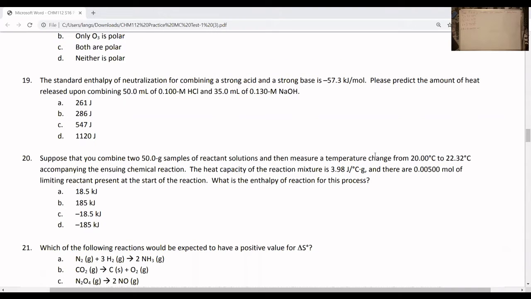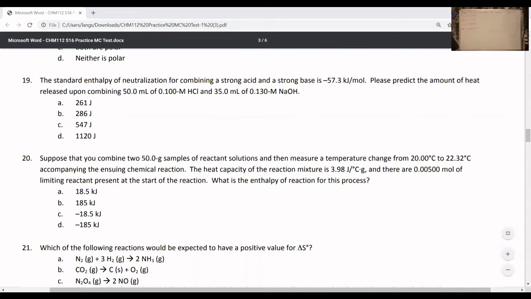Okay, I was asked to help with number 20, so that's what we're going to do. So we're doing number 20 right here, where we're combining these two solutions, two different masses. It tells us the temperature change that we have, gives us the heat capacity, and the number of moles of the limiting reactant in this process. And we're looking for the enthalpy.